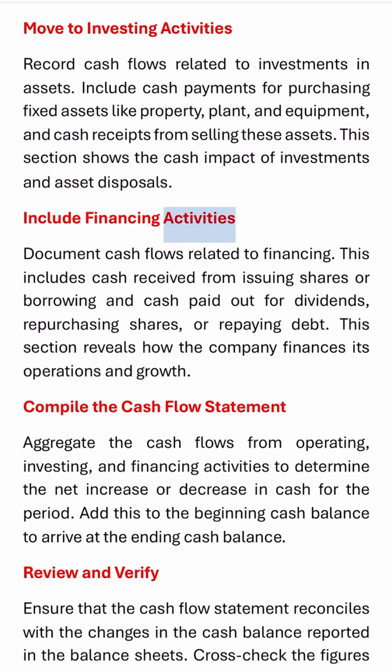Include financing activities. Document cash flows related to financing. This includes cash received from issuing shares or borrowing and cash paid out for dividends, repurchasing shares, or repaying debt. This section reveals how the company finances its operations and growth.